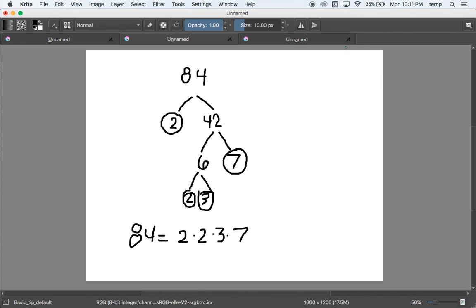In the next lesson, we're going to talk a little bit about least common multiple and doing some other things with that and with factoring.